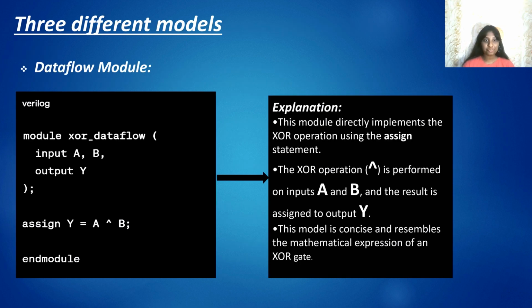The three different models of the XOR gate: the first one is the data flow model. Here is the Verilog code for the data flow model. Module XOR data flow. We have taken two inputs A and B and output Y, and we have assigned Y with A ^ B, and we have ended the module.